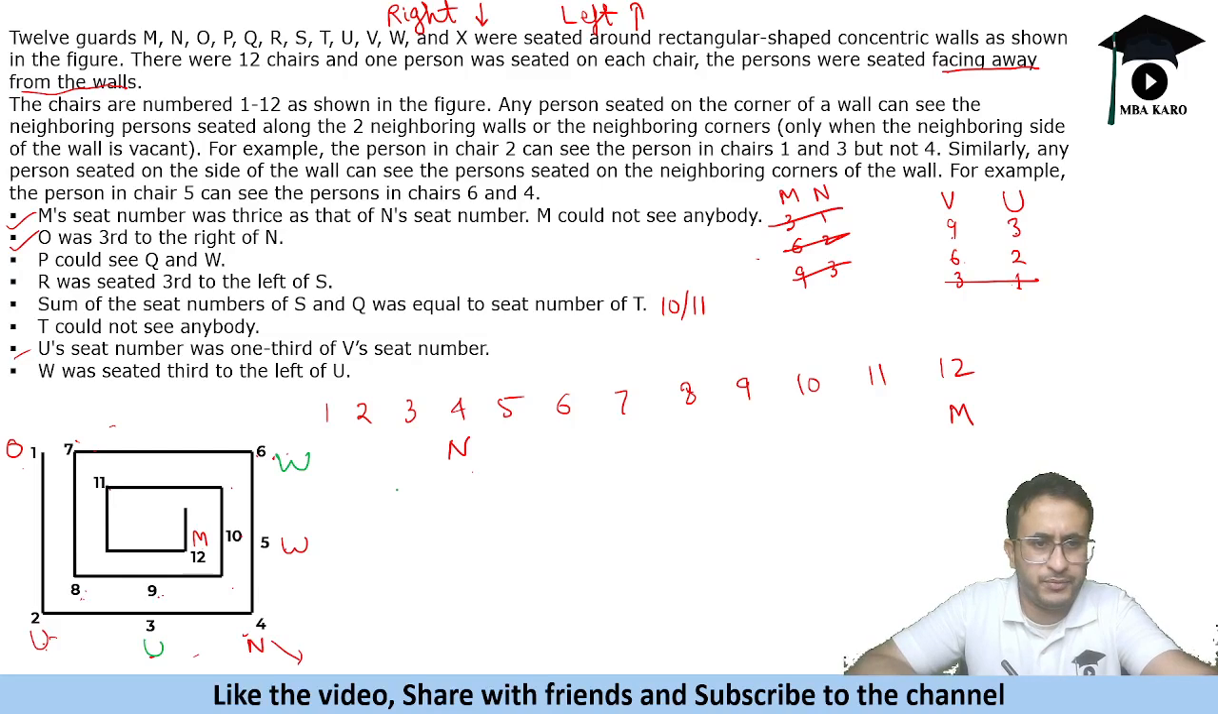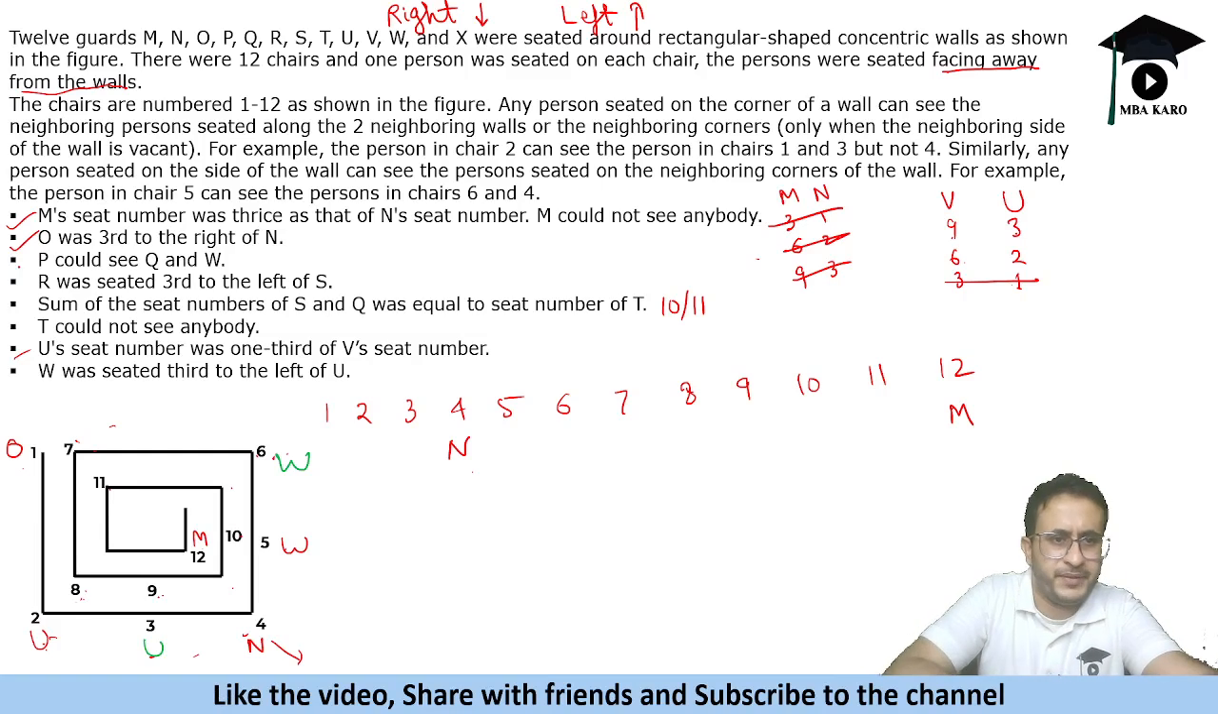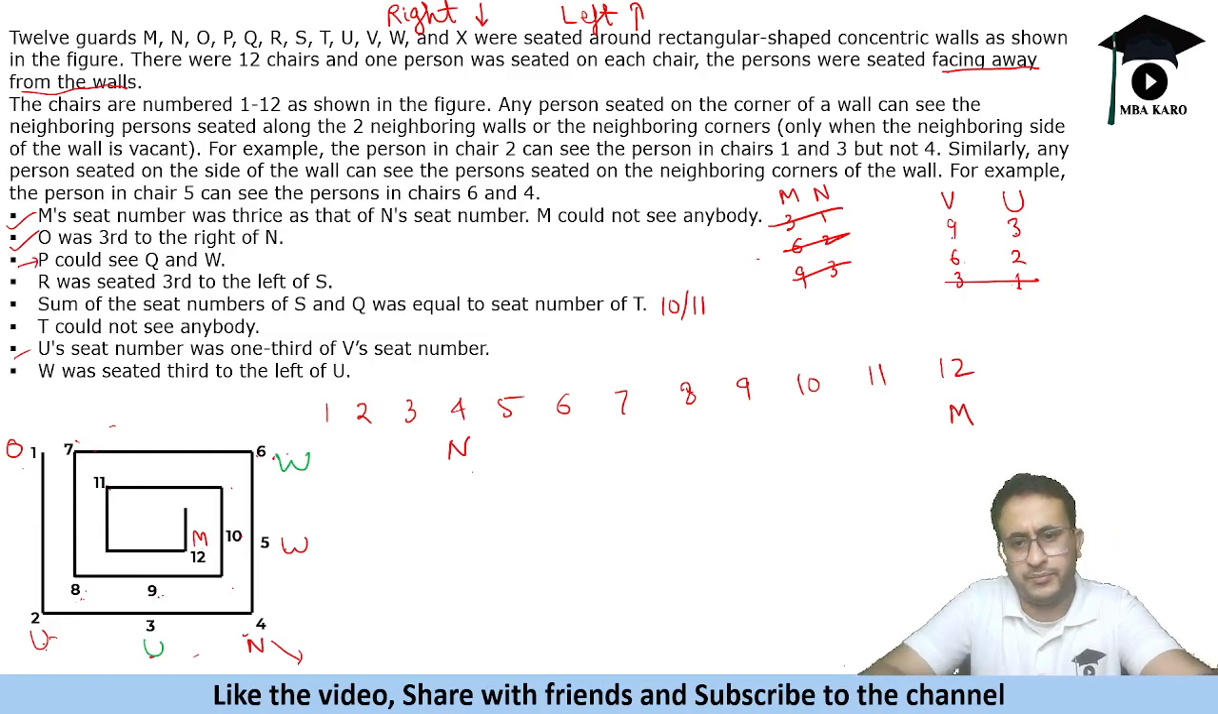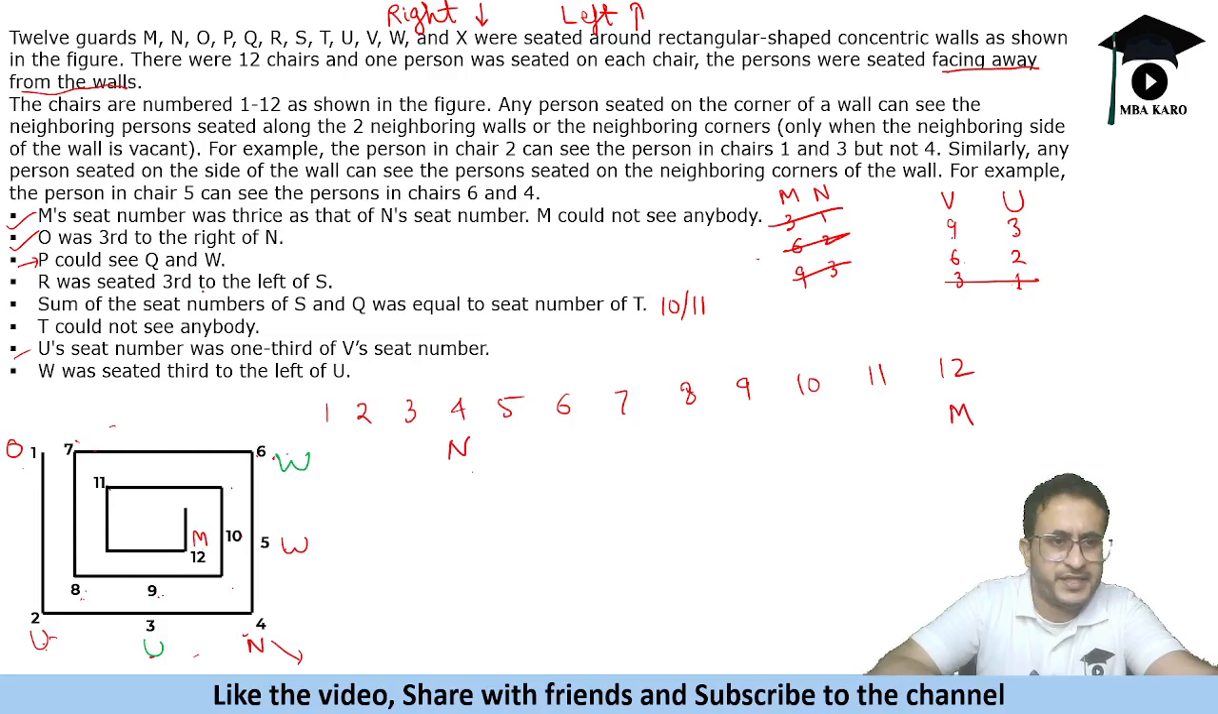So U and W is done. Now there is one statement about W, right? P could see Q and W. So what does it mean that P could see Q and W? So when we say P could see Q and W, that means P is in between.